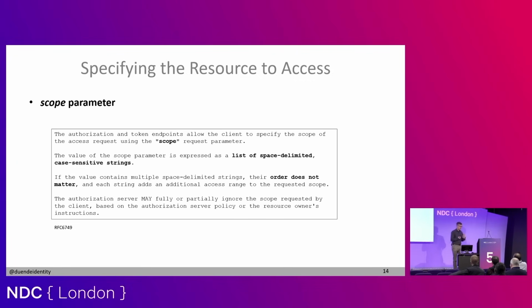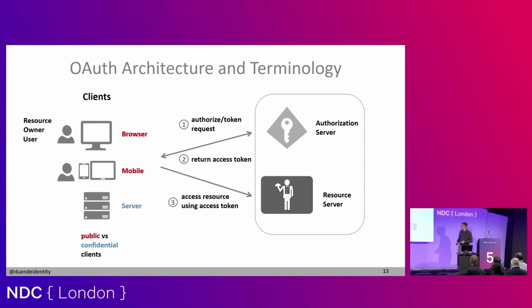Scopes in this protocol standard is just defined as a list of space-delimited case-sensitive strings. Order doesn't matter. So it's very flexible. And then it's up to the implementer to decide how do we want to structure our scopes. And remember, the scopes is something between the authorization server and the API. Because the authorization server and resource servers are controlled by the same entity, so they make a decision about what the structure should look like.